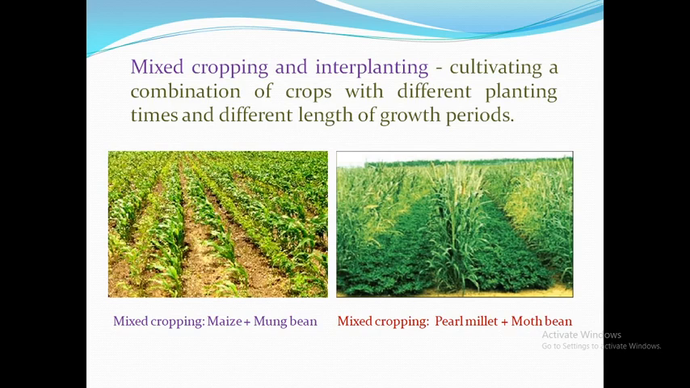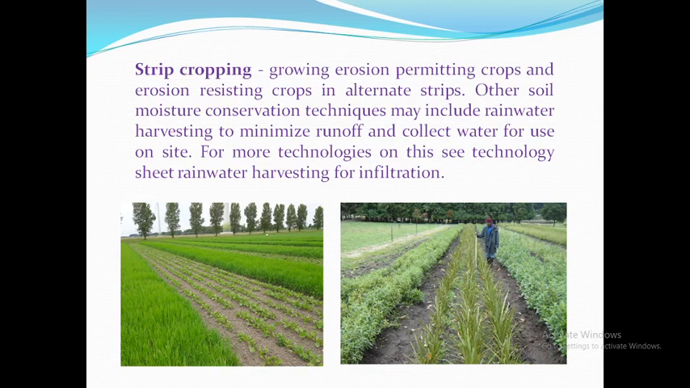Next is mixed cropping and interplanting. Cultivating a combination of crops with different planting times and different lengths of growth periods. This picture shows two examples. One is maize plus moong, and the second is pearl millet plus moong. One is a cereal crop and the other is a legume crop. And then strip cropping: growing season-permitting crops and erosion-resisting crops in alternate strips.